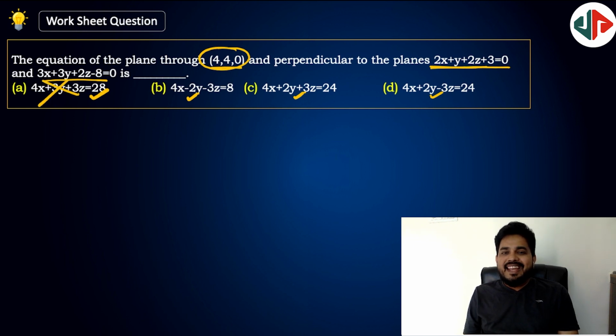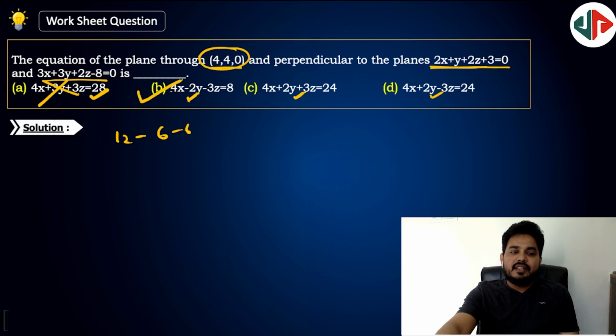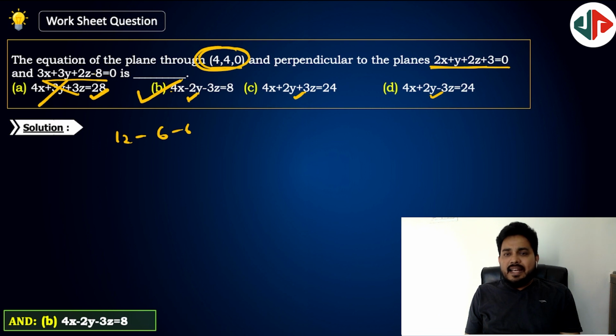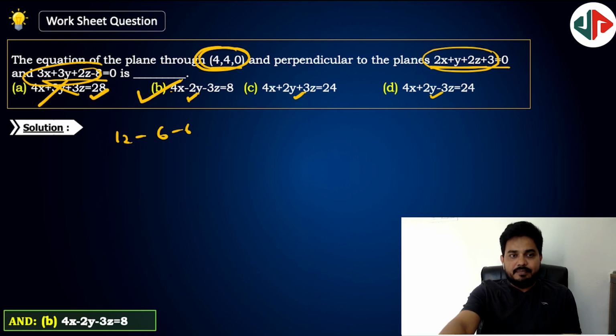What about here? 8 minus 2 minus 6. Yes, this is possible. Just look at the dot product I'm looking at, 12 minus 6 minus 6. So B is the answer for this question. So what I'm doing, which of the planes is perpendicular to both the planes. Drs of this one, drs of this one, their cross product will be the directional ratios of the plane.